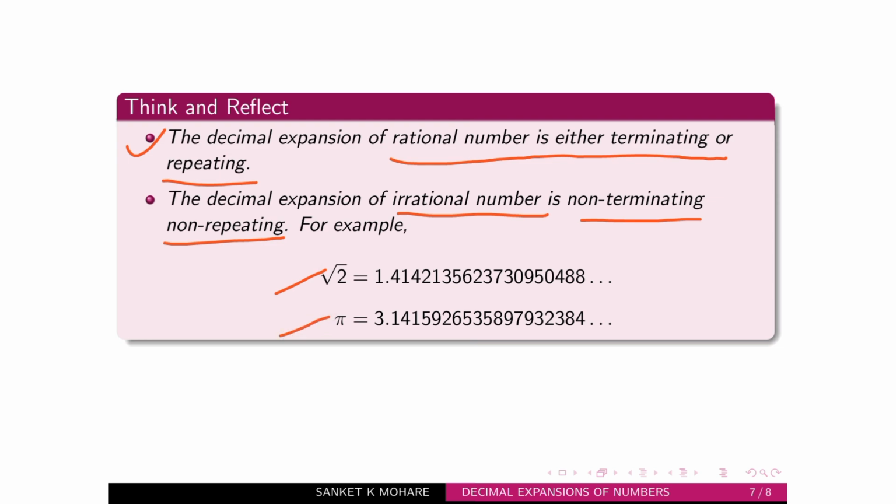If you observe the decimal expansion of root 2, there is no sequence of digits to be repeated. There is no block of digits to be repeated. No digit is repeating in any pattern. Here also no sequence or block of digits is repeating. So an irrational number has a non-terminating, non-repeating decimal expansion, whereas the decimal expansion of rational numbers is either terminating or repeating.